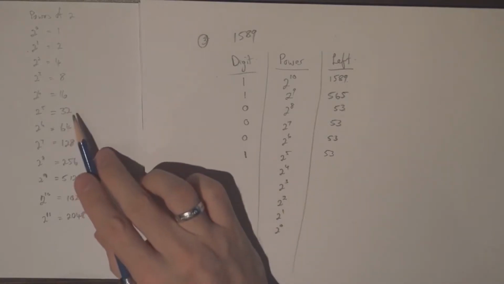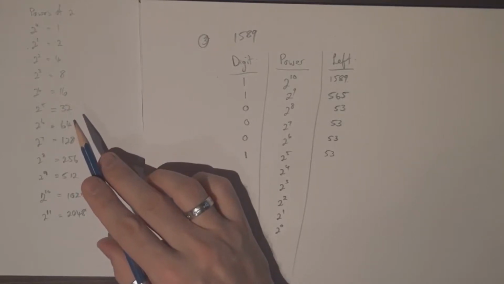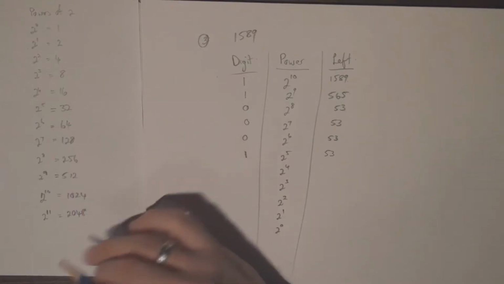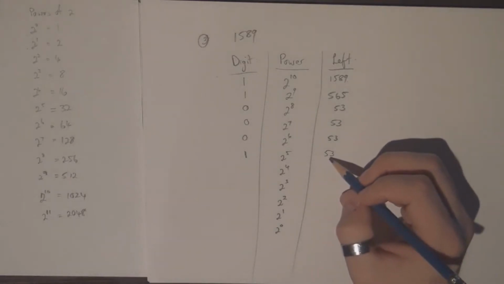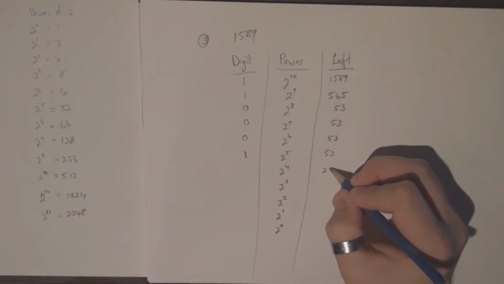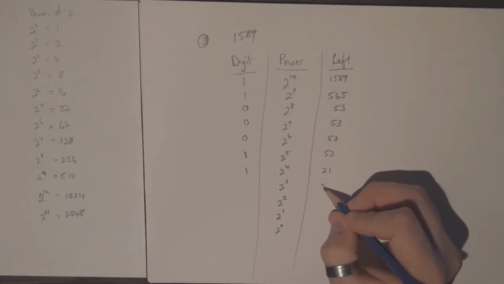Well, 53 minus 32. And of course, feel free to pause if it's going too fast for you, if you want to think before you just hear it, or whatever you need to do. The beauty of a video is you can go back and forth as you want to. How much do I have left? 53 minus 32 is 21. 2 to the 4 is 16. Oh yeah, that'll fit. And I have 5 left.